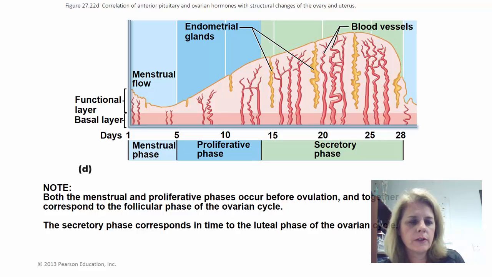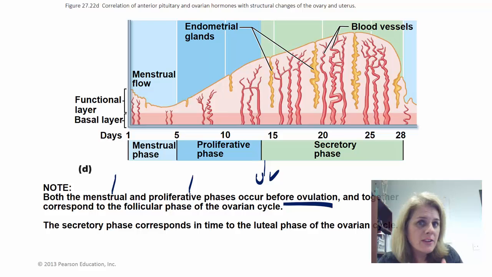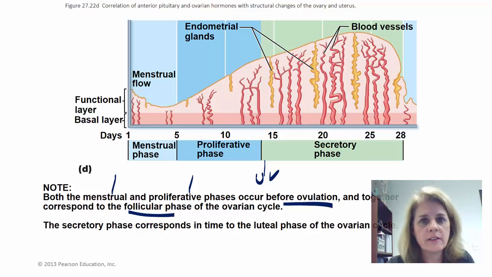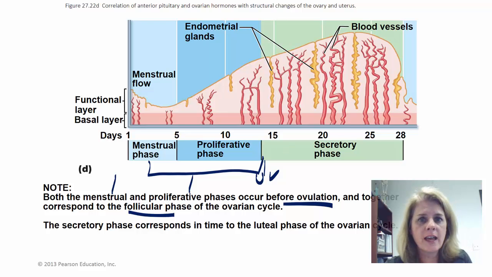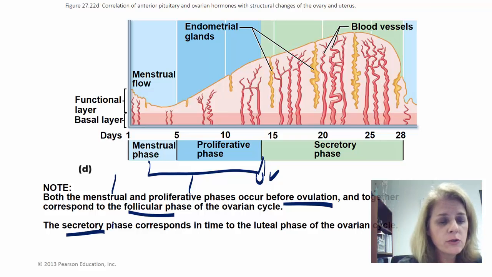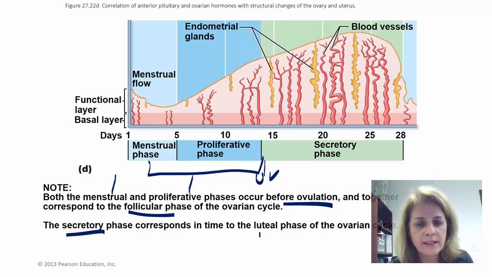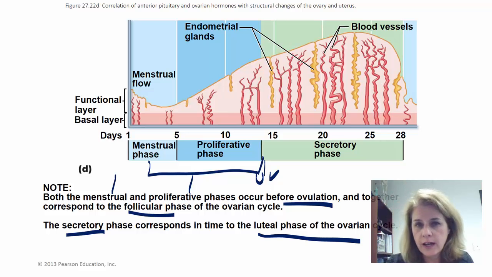We have our menstrual, proliferative, and secretory phases. Just as a reminder, the menstrual and proliferative phases are prior to ovulation. This is going to be ovulation right here, and they match up. They correspond to the follicular phase of the ovarian cycle. So the menstrual phase and proliferative phase are going on at the same time as the follicular phase of the ovarian cycle. The secretory phase is occurring at the same time as the luteal phase of the ovarian cycle. So you need to be able to match these up. I've got a picture that does that for you, and it's also in your textbook, I believe.